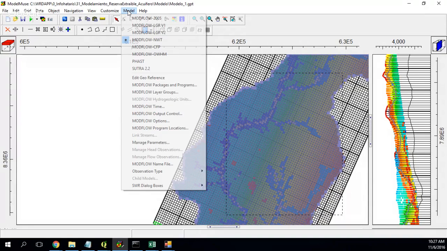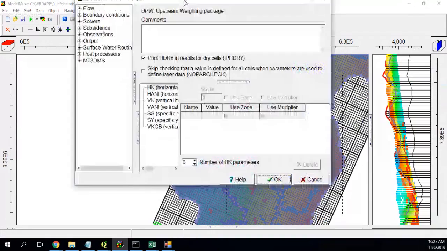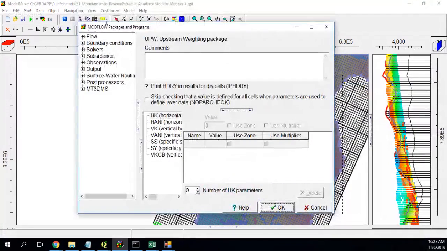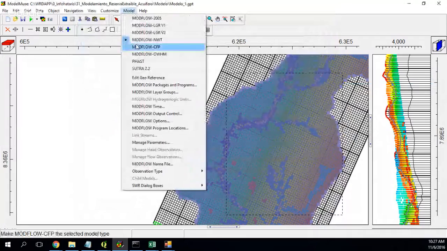You go to Model, Packages and Programs. Packages and Programs is where you define many things about your model. First is which flow package you will use. This model is using the MODFLOW NWT.